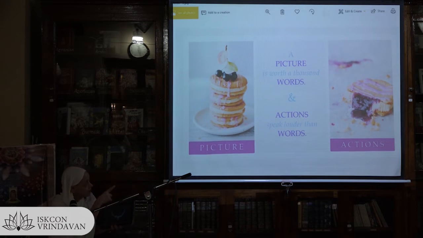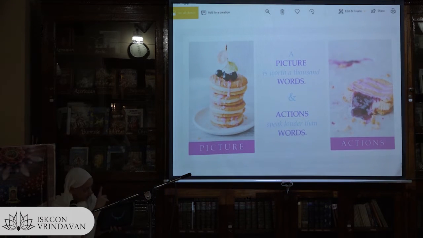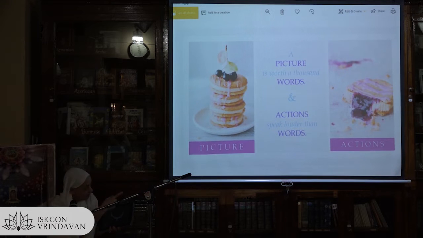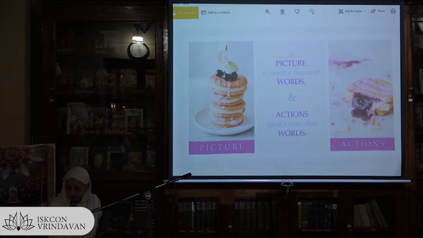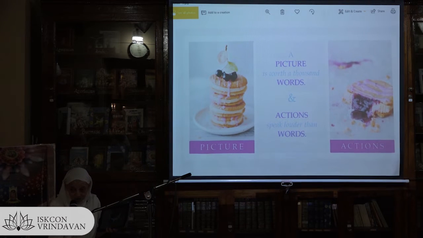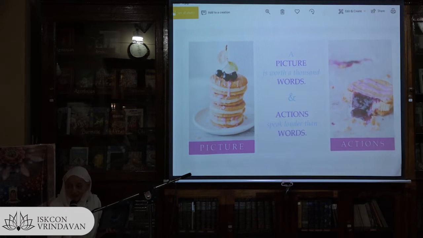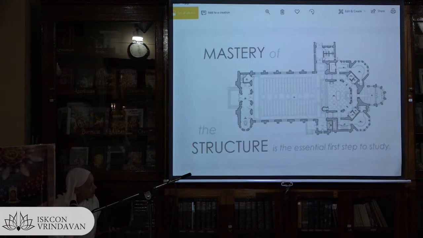There's a picture of a sweet, right? A picture, it looks good. But until I eat it, do I taste it? No. So by doing things, we experience it. That's our little study theme slide. Actions speak louder than words. And a picture is worth how many? 1,000 words. Okay, next theme slide.